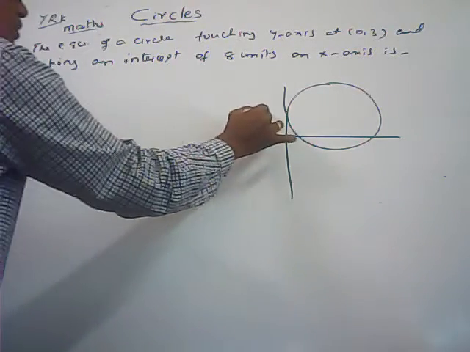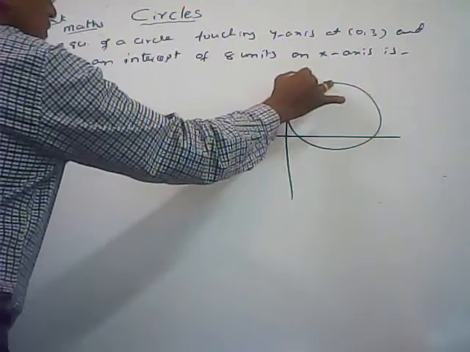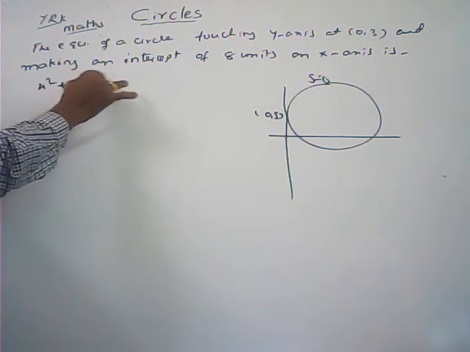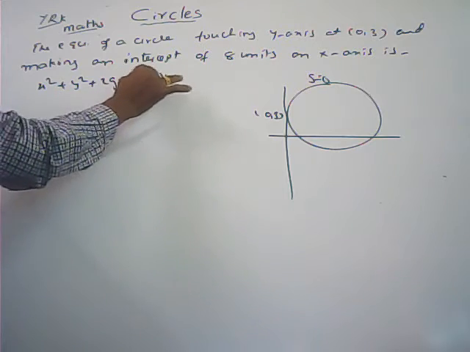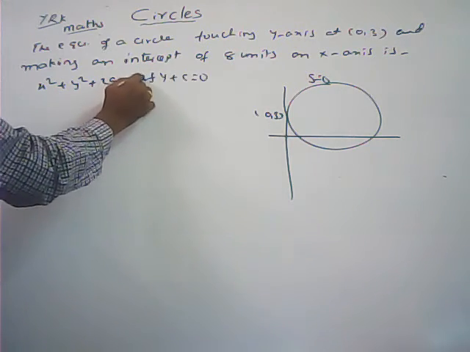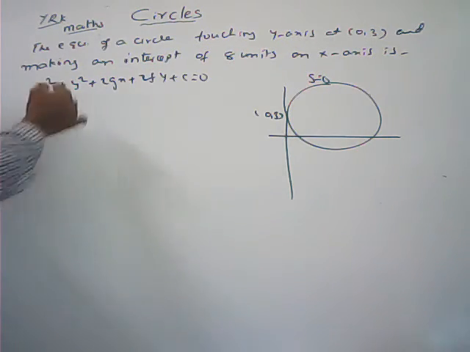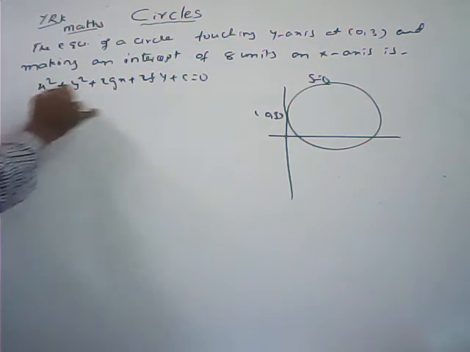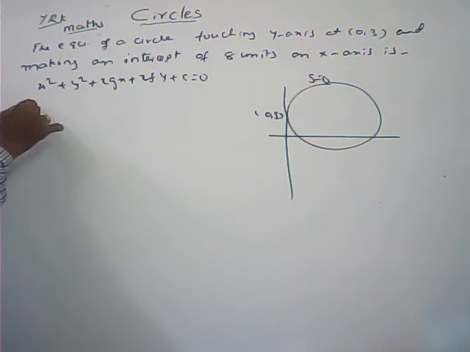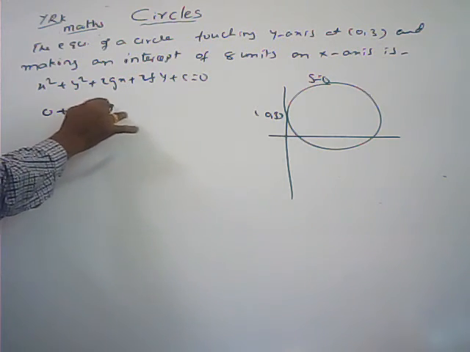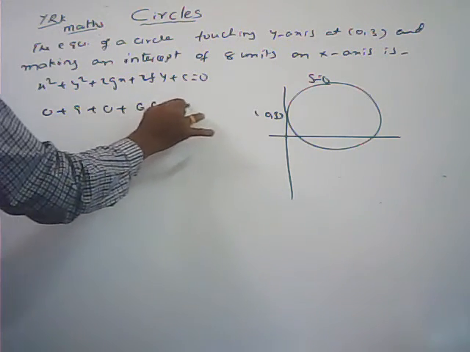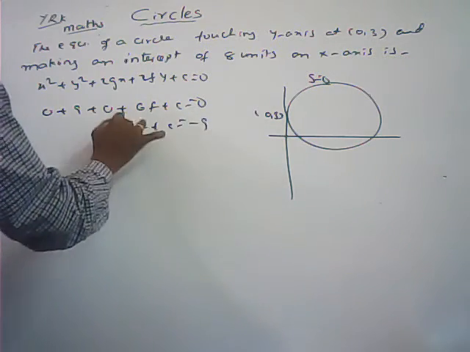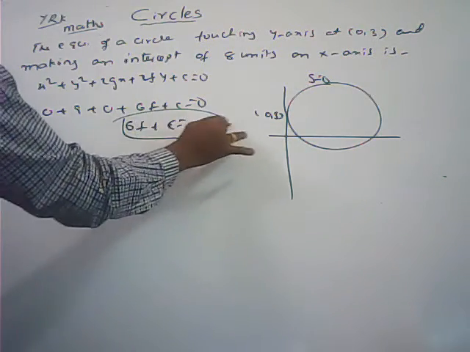So here I am taking the general form of the equation of the circle. What is that one? x² + y² + 2gx + 2fy + c = 0. This is the general form of the equation of the circle. The circle passes through the point (0, 3), so we can get 0 + 9 + 0 + 6f + c = 0. So 6f + c = -9. We are getting one relation, keep that aside.